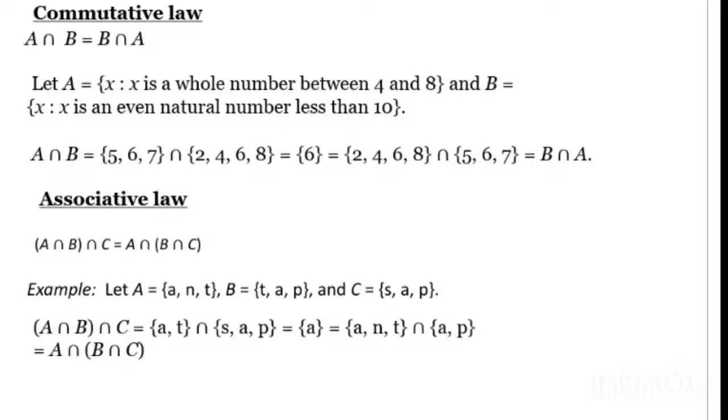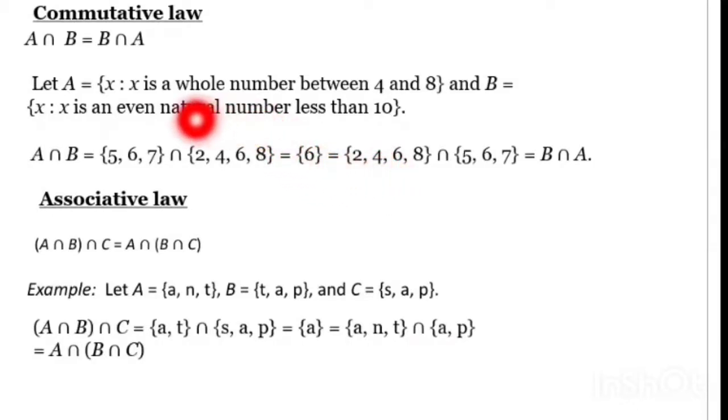Now we will discuss some properties of intersection of sets. Like union of sets, the intersection of two sets is always commutative in nature. That is, A intersection B is always equal to B intersection A. If we consider the example where the set A is x such that x is a whole number between 4 and 8, that is the elements 5, 6 and 7, and the set B is x such that x is an even natural number less than 10. The even natural numbers less than 10 are 2, 4, 6 and 8. These represent the set B.